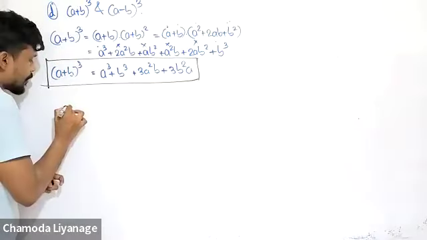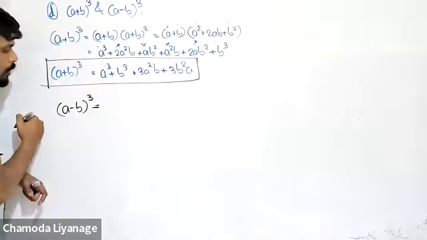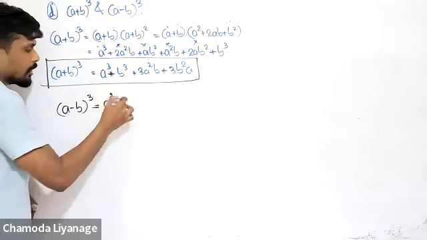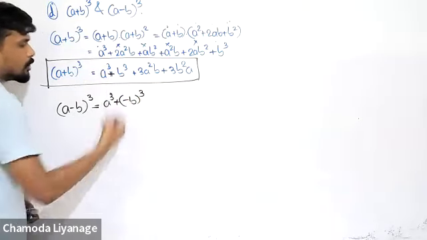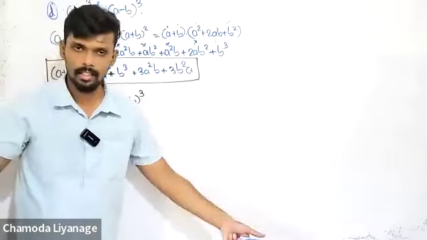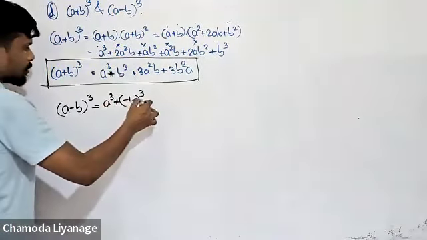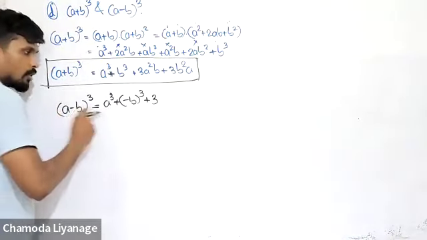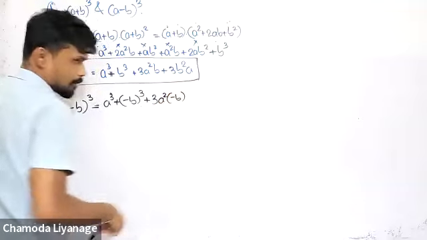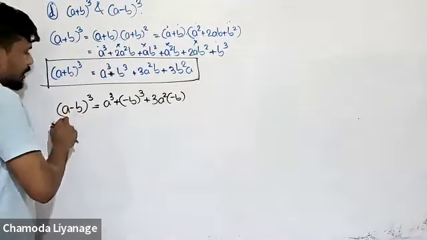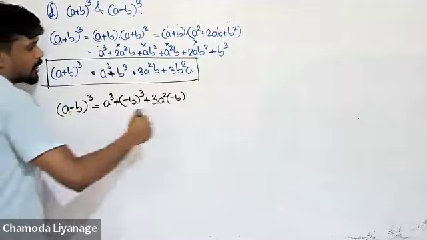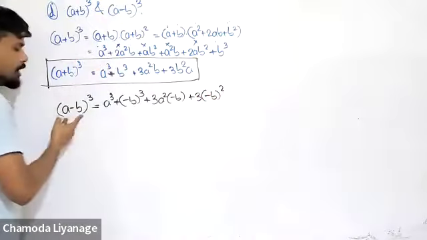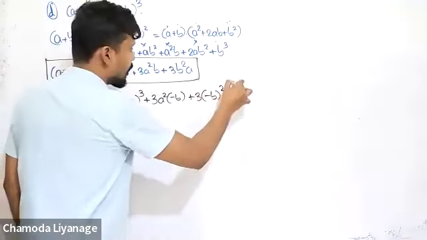Using this expansion, we can write a minus b cube also. How? A cube, put plus because the sign is plus, and the second term is here minus b. Just replace the terms with the sign, minus b, plus 3, and now a squared. A squared into what? A squared into not b, it is minus b. A squared into minus b. There are no other terms. Now come to b, not b, minus b. 3 times minus b squared into a, right?